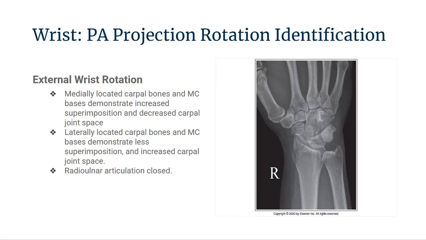These changes in positioning can affect the alignment of the wrist anatomy. So it's important that we ensure proper rotation to avoid overlapping of structures and achieve that optimal joint space visualization.